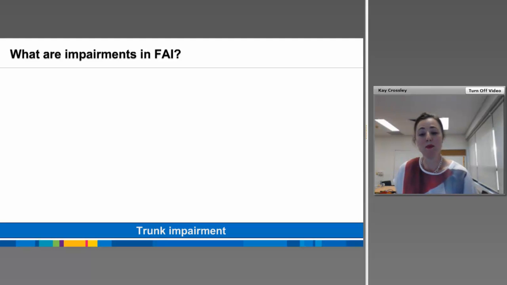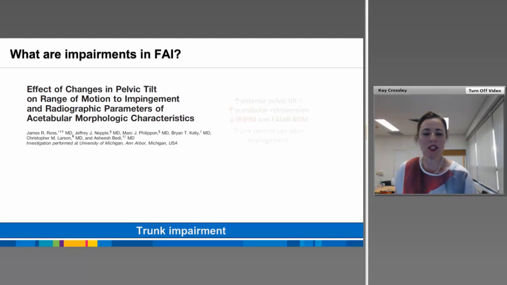What about trunk impairment? And we know that the trunk is really important in people with hip pain. This was a study published earlier this year in AJSM where they looked at people with FAI and whether or not the amount of pelvic tilt changed the impingement in this patient group. And what they found was that those patients with increased anterior pelvic tilt also had increased acetabular retroversion, reduced hip internal rotation range at 90 degrees, and also reduced flexion, adduction and internal rotation range of motion. So it appears as though trunk control can alter impingement.